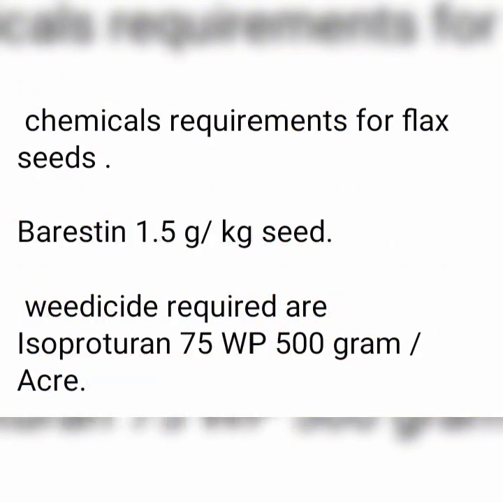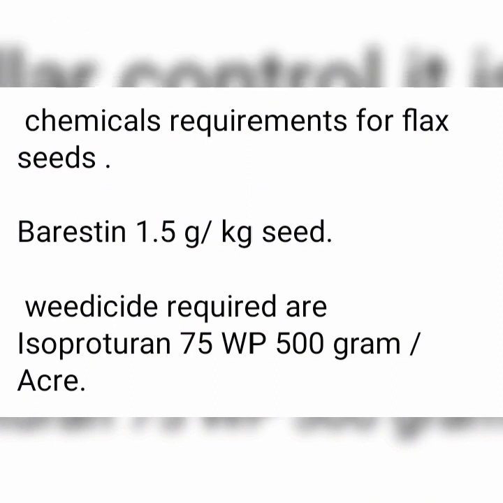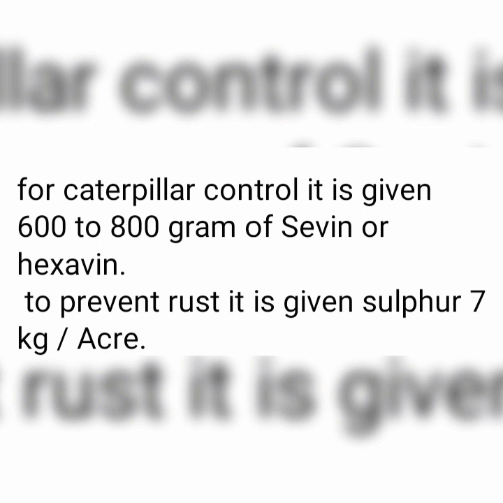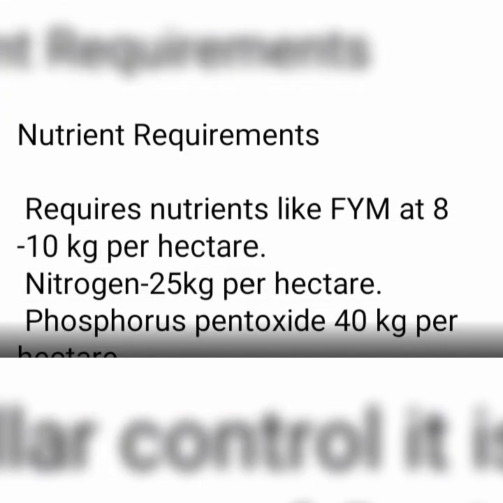Next is chemicals required for flaxseed. It requires Bavistin half gram per kg seed for seed treatment. Weedicide required is isoproturon 75 WP, 500 gram per acre. For pest control, especially caterpillar control, 600 to 800 gram of Sevin or Hexavin is given. And to prevent rust, again sulfur is used, in the ratio of 7 kg per acre.